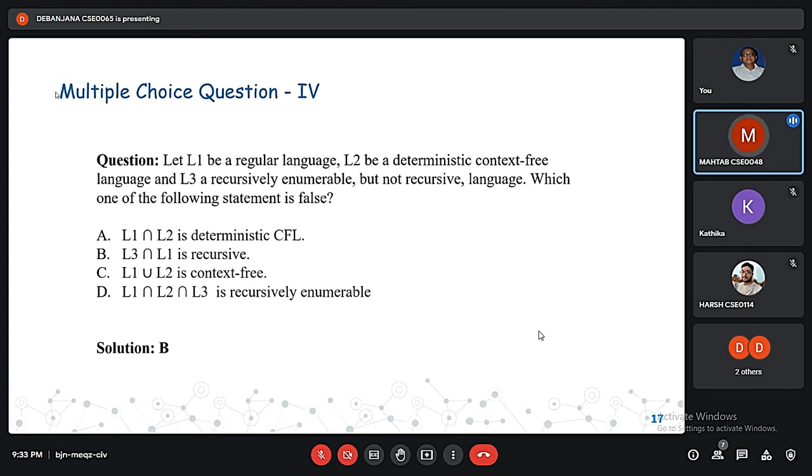Thus, for this question, the solution is B, because the first option is true, because deterministic context-free languages are closed under intersection with regular languages, whereas option B is false, because L1 is recursive and every recursive language is decidable, L3 is recursively enumerable but not recursive, so L3 is undecidable; the intersection of a recursive language and a recursively enumerable language is recursively enumerable. And option C is true, because L1 is regular, whereas option D is also true, because L1 is regular and hence also recursively enumerable. So moving to the next slide.